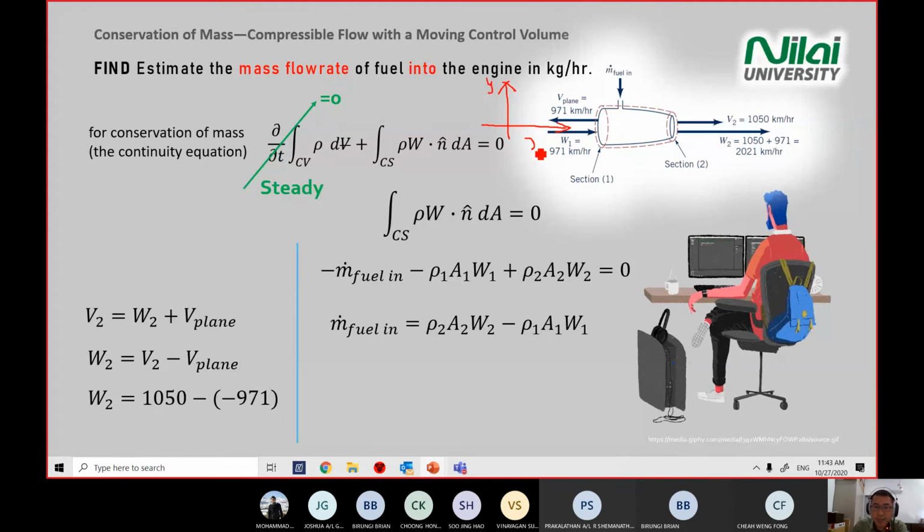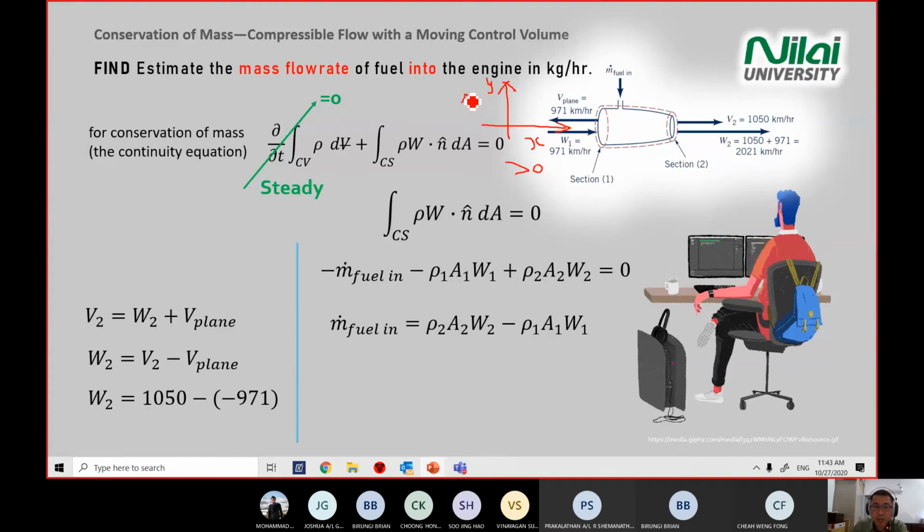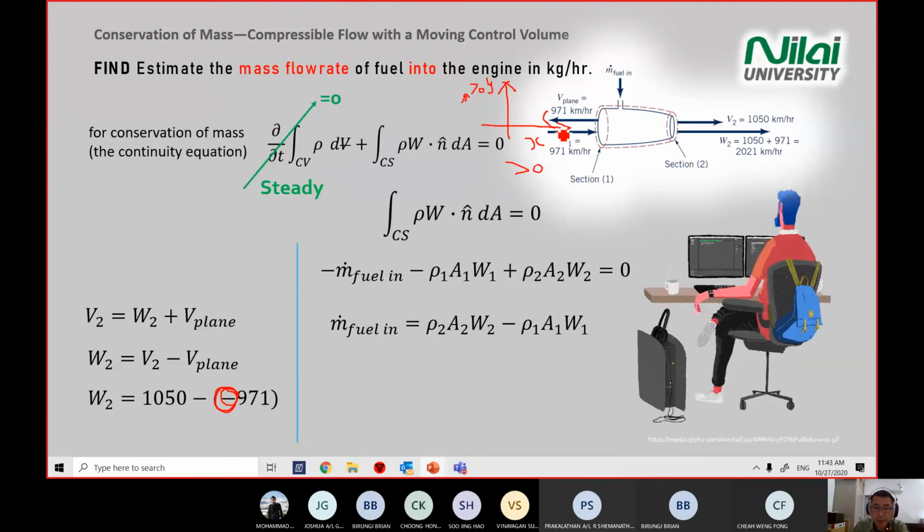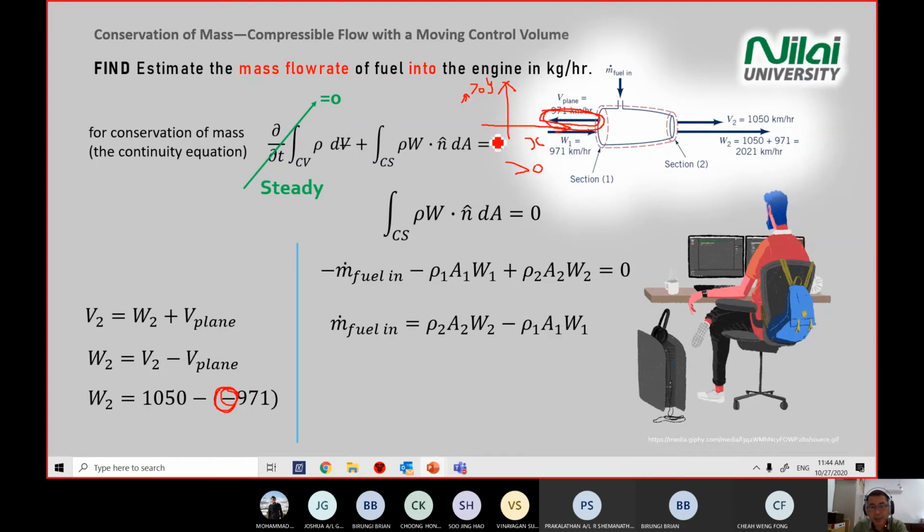You have y and x. All the direction to x is positive. All the direction to y is positive. So why is this one negative here? Why did I put a negative there? Because of this direction. Because the velocity of the plane is opposite the x-axis, or you can say it is the opposite direction of your W. But memorizing it as the y and x-axis is simpler.